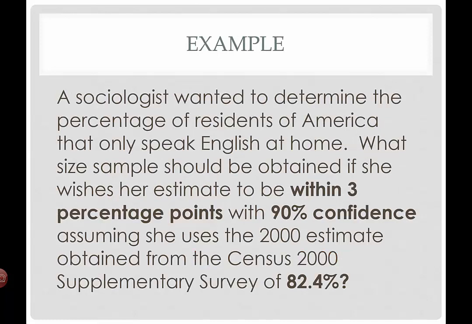All right, let's take a look at another example. A sociologist wanted to determine the percentage of residents of America that only speak English at home. What size sample should be obtained if she wishes her estimate to be within 3 percentage points with 90% confidence, assuming she uses the 2000 estimate obtained from the Census 2000? That estimate was 82.4%.